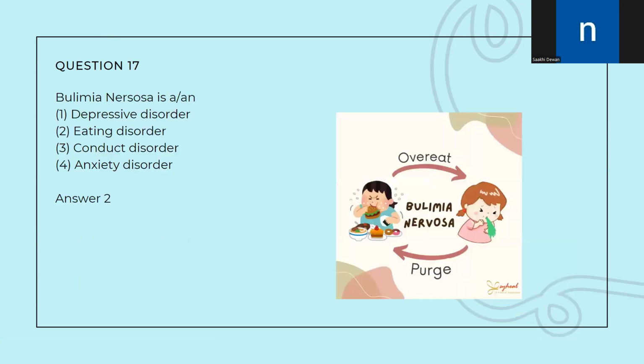Let us move to the next question. Question number 17. Bulimia nervosa is a dash type of disorder. So we know that bulimia nervosa involves a pattern of overeating and purging, and it comes under the category of eating disorder. So the answer will be option number two, eating disorder.